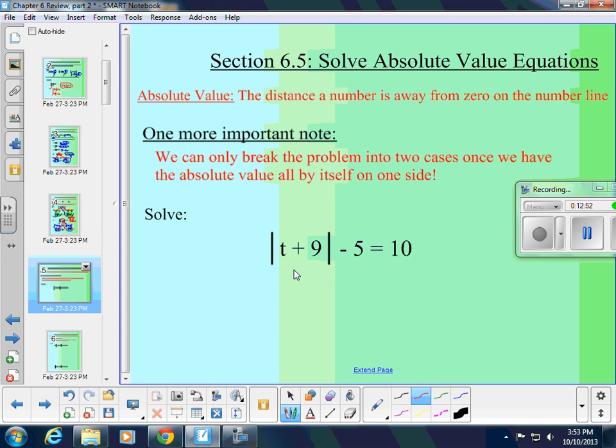So one more important note that I want you to write down here in your notes and realize is that we can only break the problem into those two cases once we have the absolute value by itself on one side. Because what we're saying is the absolute value of that expression is going to give me either positive 16 or negative 16, like we had in the last one. So that's the time you can break it into two cases. But we can't do it yet here.